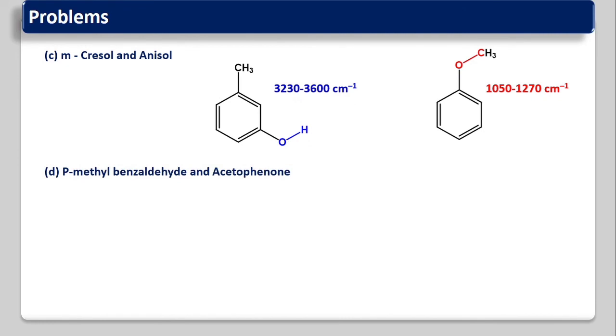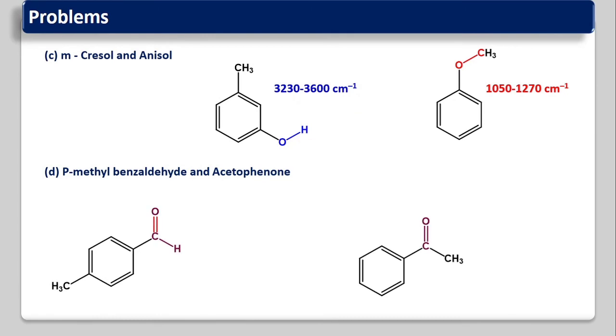Okay. Next is paramethyl benzaldehyde and acetophenone. So draw the structures of paramethyl benzaldehyde and acetophenone. Now the first compound contains a carbonyl, the second also contains a carbonyl. First is an aldehyde and second one is a ketone. So aldehyde absorbs at 1720 centimeter inverse, while ketone absorbs at 1710 centimeter inverse, but both are alpha beta unsaturated, so they absorb at lower frequency. So the alpha beta unsaturated aldehyde absorbs at 1690, while the ketone is also 1690. So near about the same. Then what is the differentiation?